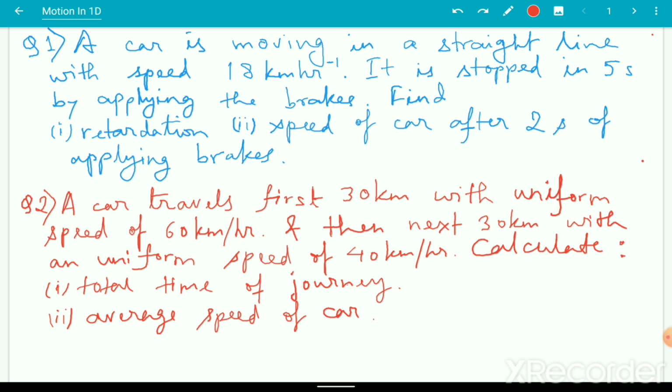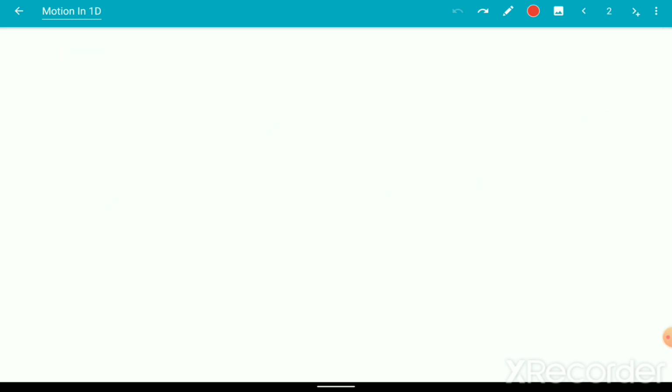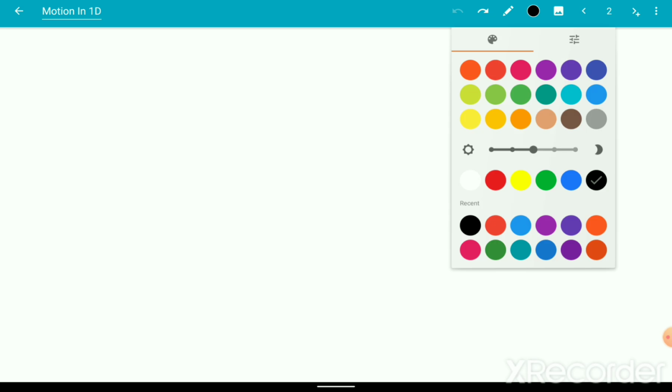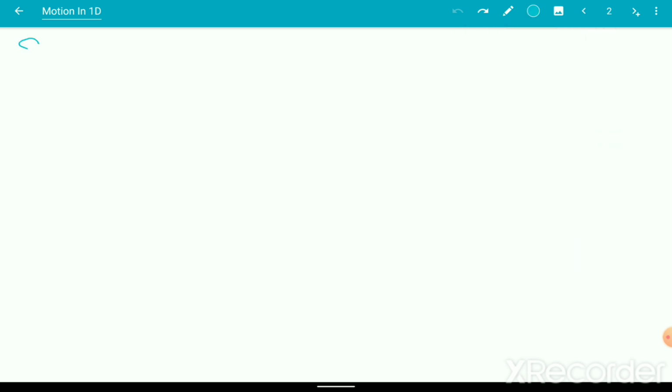The first problem says that a car is moving in a straight line with speed 18 km per hour, and it is stopped in 5 seconds by applying the brakes. You have to find out the retardation, and the second part is the speed of the car after 2 seconds of applying the brakes. So let us come to the solution of the first problem. Solution 1.